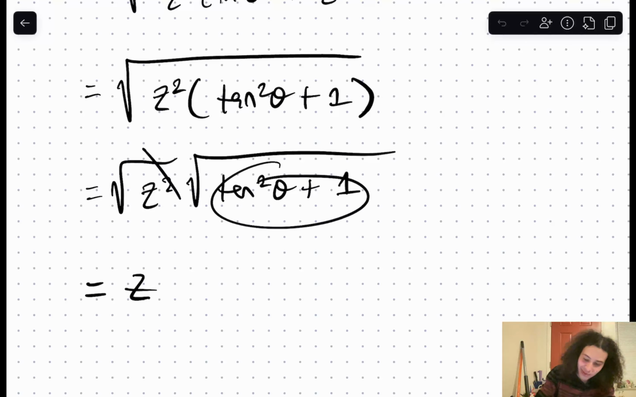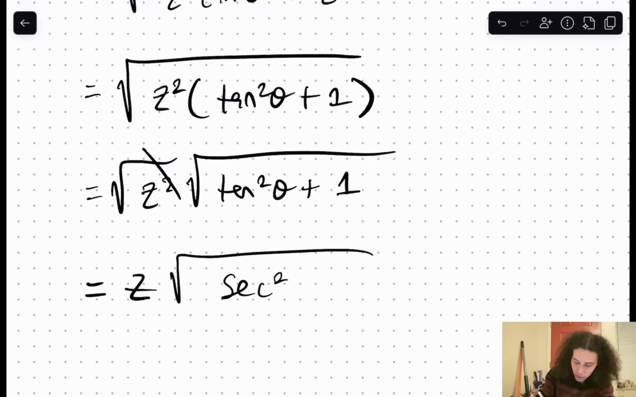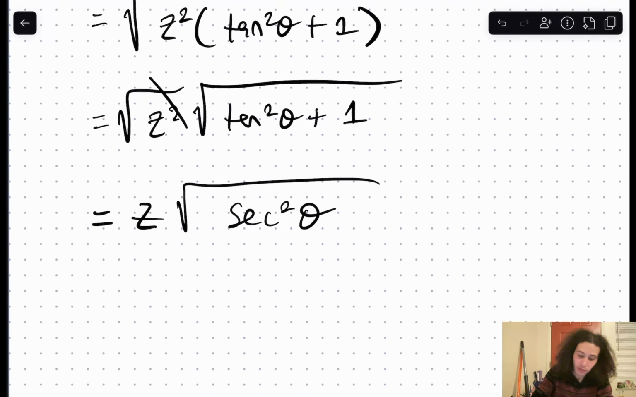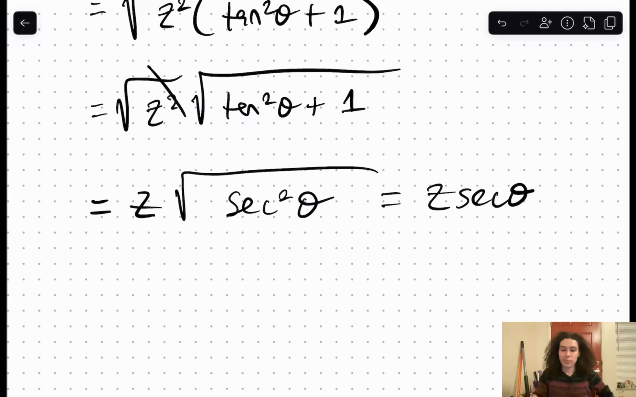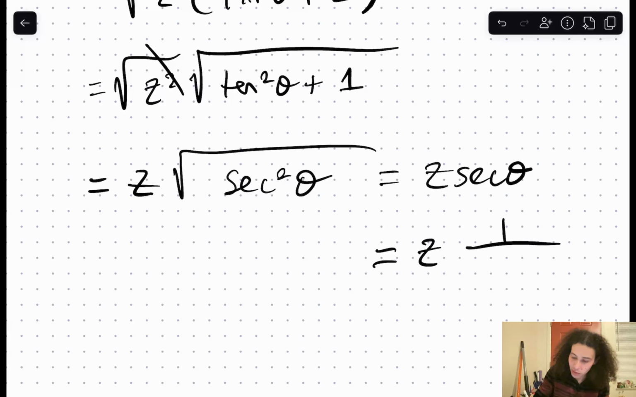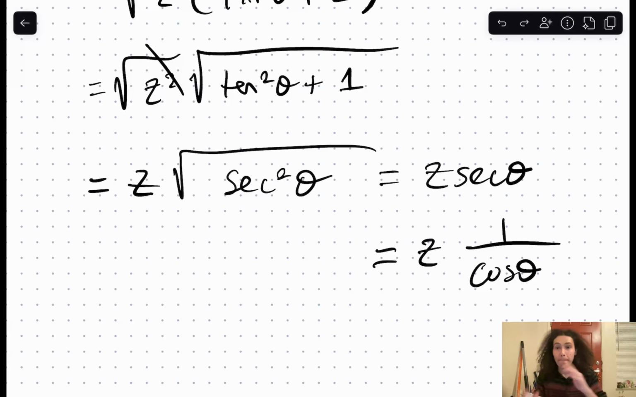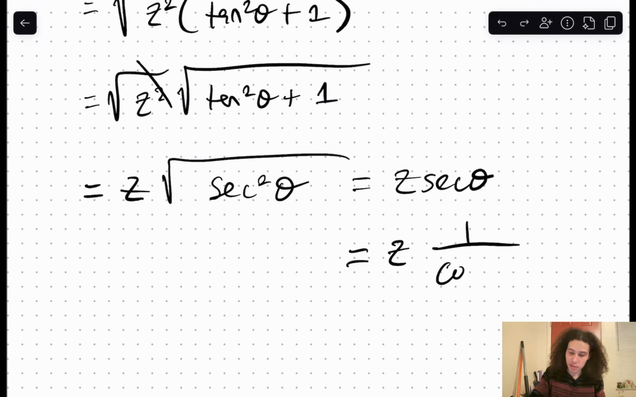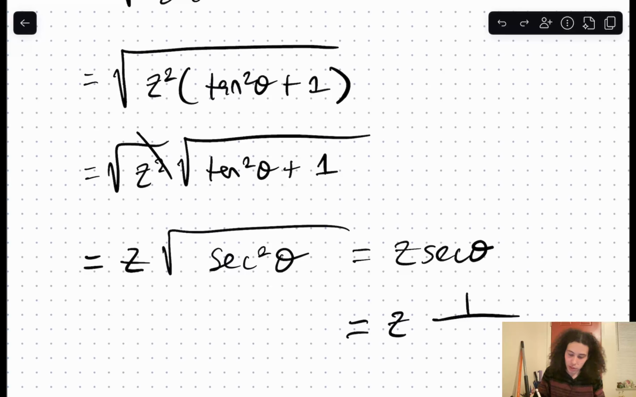Anyway, this is a trig identity here. This becomes secant squared theta. Tangent squared theta plus 1 is secant squared theta. Again, you have the squared and then the square root, so that cancels. So you end up with z secant theta. And then secant theta is 1 over cosine theta, which is also a trig identity. Let's not use this trig identity yet, let's just leave it like this.